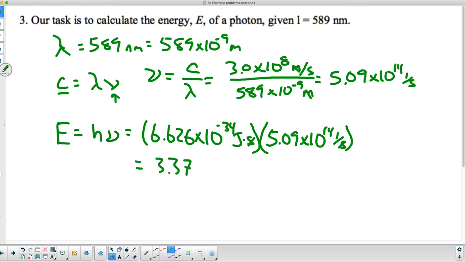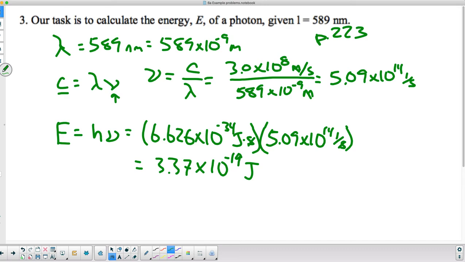Oh, by the way, I forgot to say something. This right here is on page 223. It's an example problem or a sample exercise or something like that, I forget what it's called. It's in the gray area. Times 10 to the negative 19th joules, and joules is how we measure energy.